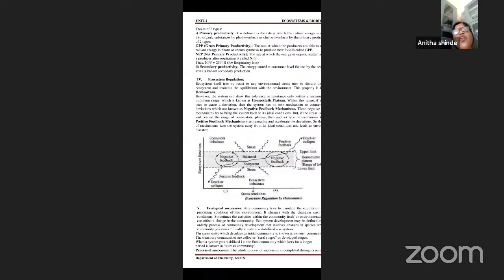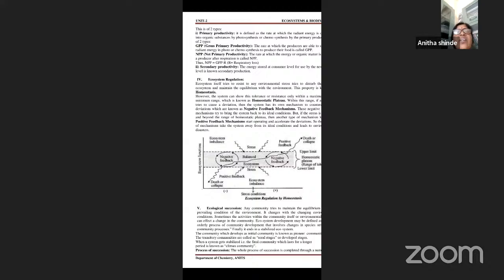So that is why there should always be a regulation of this ecosystem. There should be a balance within this ecosystem. So this system can show its tolerance or resistance only within a maximum and a minimum range, which is known as a homeostatic plateau. Sometimes they try to give negative feedback, and sometimes a positive feedback will be there.